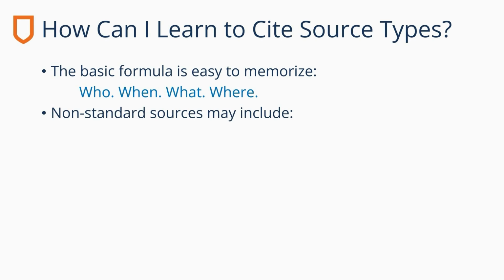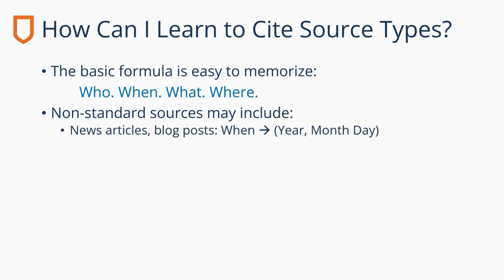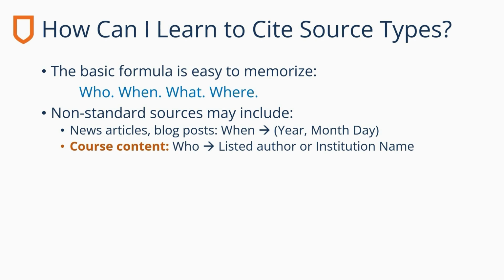Here are some examples of non-standard sources that have unique requirements. News articles and blog posts should include the month and day with the reference: year, month, day. If you're using course content provided by your institution, then list the author's name if provided, or if you cannot find an author's name, the name of the institution will do. For example, for AU students citing their Brightspace or Moodle content, you can use Athabasca University as the author, if not otherwise listed.